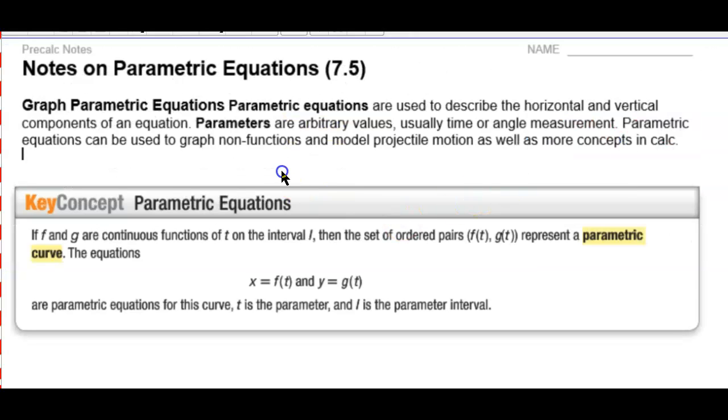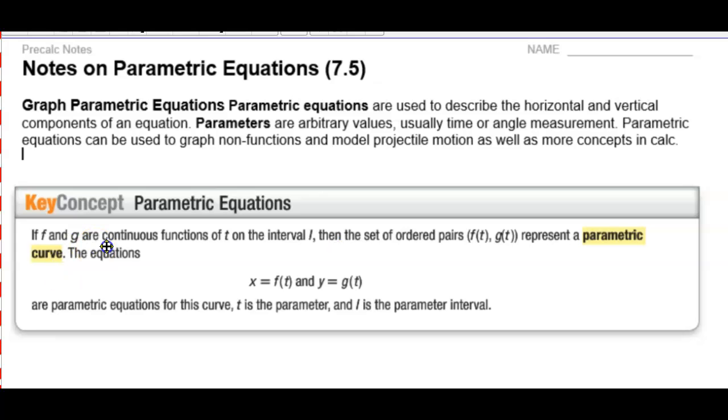Here's the top of your notes worksheet. It says parametric equations are used to describe the horizontal and vertical components of an equation. Parameters are arbitrary values, usually time or angle measurement. Parametric equations can be used to graph non-functions because we can have things that go back in time, like the cyclical picture of the wolf and rabbit population. That's not a function because it fails the vertical line test.